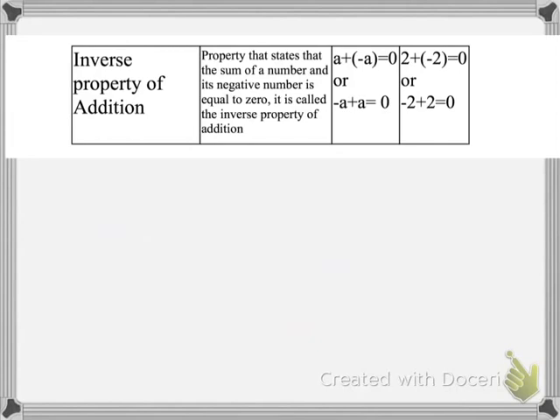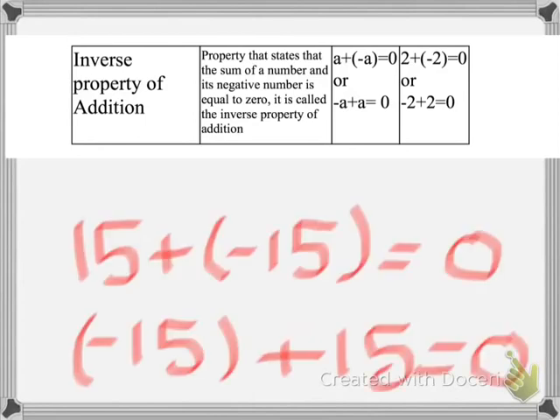Inverse property of addition. Property that states that the sum of a number and its negative number is equal to 0. It is called the inverse property of addition. In other words, if you add a number and its opposite, the sum is 0. 15 plus negative 15 equals 0. Negative 15 plus 15 equals 0.